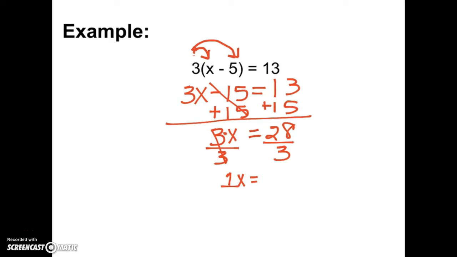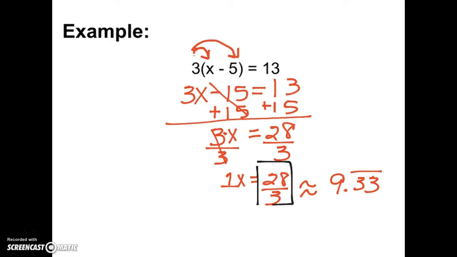And so, again, depending on what your question is or your book is asking you to do, your answer would be 28/3, unless it asks you to round, in which case your answer would be 9.33 repeating. Okay, so again, for the most part, our book is looking for this 28/3.